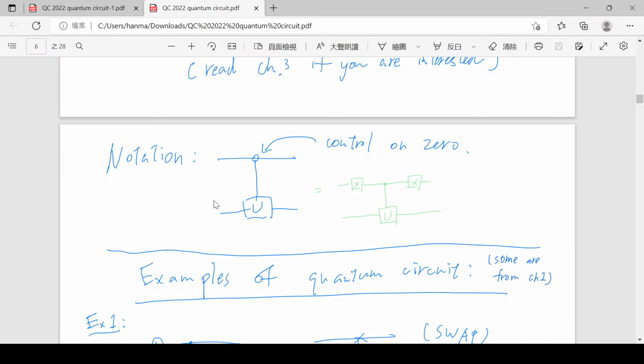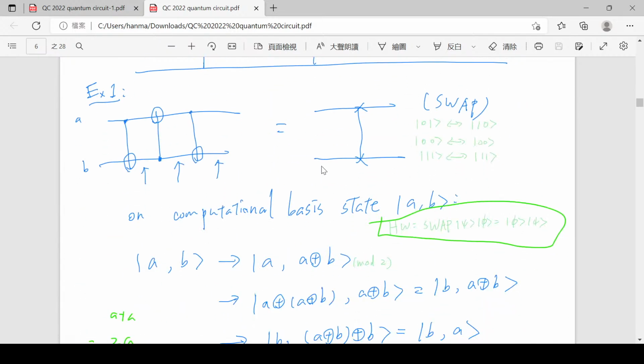And we have the notation that you might sometimes see on paper or in the book. That is this hollowed control. If you have an empty circle, it means control on 0. So you do this unitary only when this control qubit is 0. So those are gates.